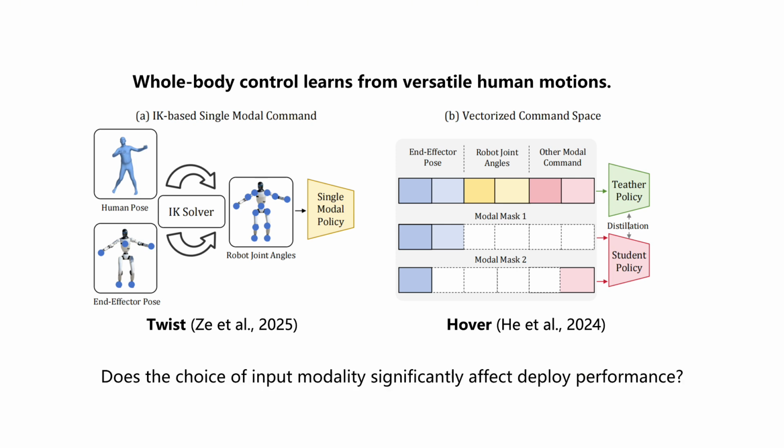The first category focuses on motion imitation but overlooks how input modalities affect deployment. The second struggles to capture cross-modal relationships. Thus, a key question arises: does input modality choice significantly impact real-world controller performance?